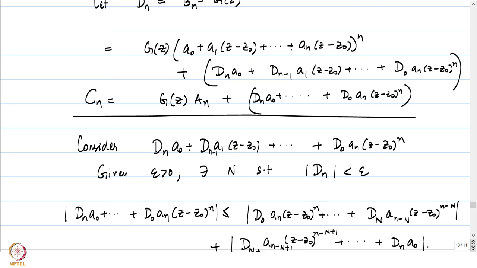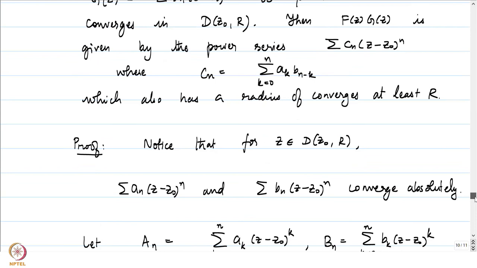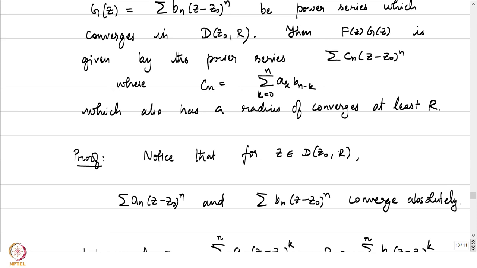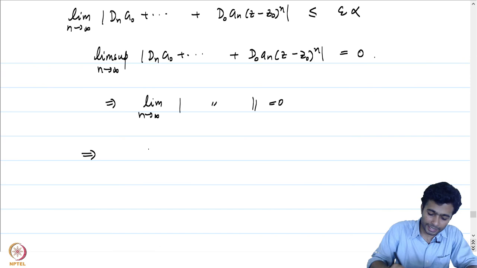So in the broader scheme of things, what have we proven? We have proven that for z in D(z0, r), the Cauchy product does indeed converge, and it converges to f(z) times g(z). So yes, this power series has a radius of convergence at least r, because for every z in D(z0, r) we have shown that it converges to f(z) times g(z), and that's precisely what we had set out to do. Let me just say that this implies that the limit as n goes to infinity of C_n is equal to f(z) times g(z). And with that, we are done.